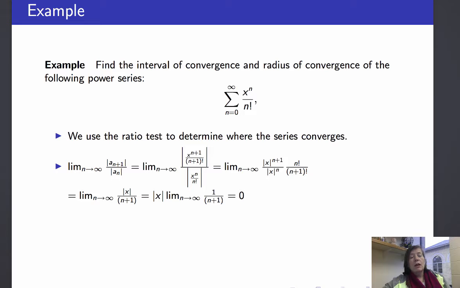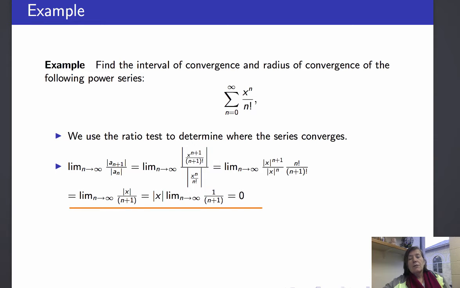We're looking at the limit as n goes to infinity of the absolute value of a_(n+1) over the absolute value of a_n, and that's the limit as n goes to infinity of the absolute value of x to the n plus 1 over the absolute value of x to the n, times n factorial over n plus 1 factorial. It's really important to keep the absolute values with our x here. After cancelling the absolute value of x to the n and n factorial, we're looking at the limit as n goes to infinity of the absolute value of x over n plus 1.